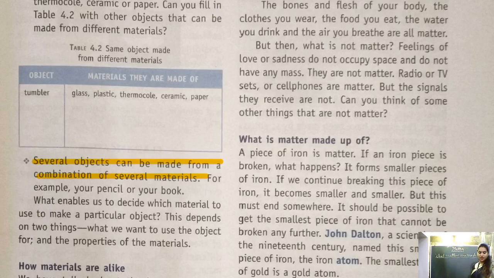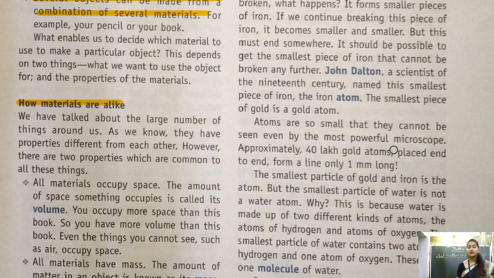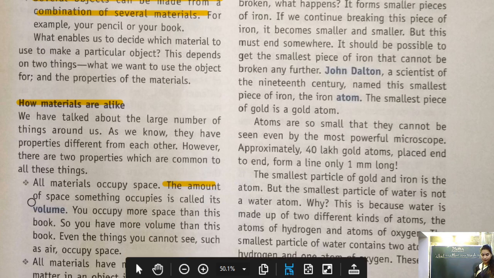Then we have studied about how materials are alike. What are the properties of material that are same for all? So first we have studied in this that all materials occupy space. All materials occupy space. They have a certain volume, isn't it? What is volume? The amount of space something occupies is called its volume. Okay, so this is important.